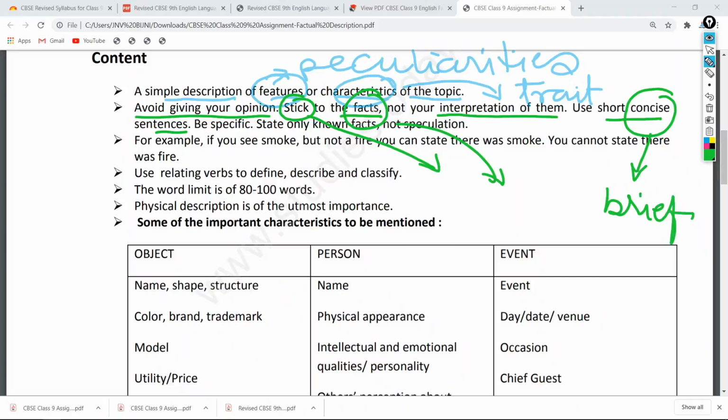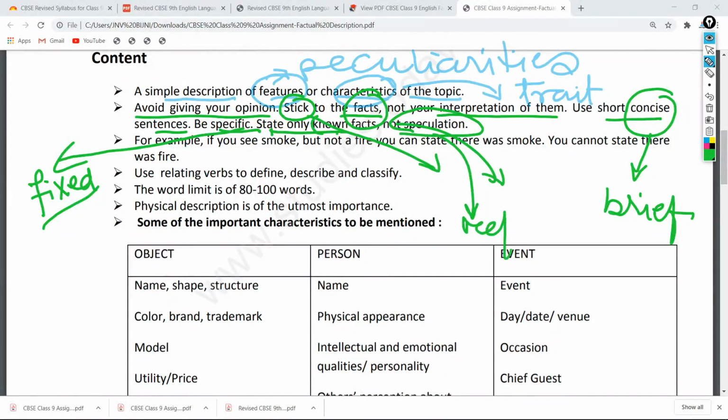B-R-I-E-F, brief. Be specific means you should be very fixed. State your known fact, not speculation. Only describe the facts which are known to you. You do not tell about your own.